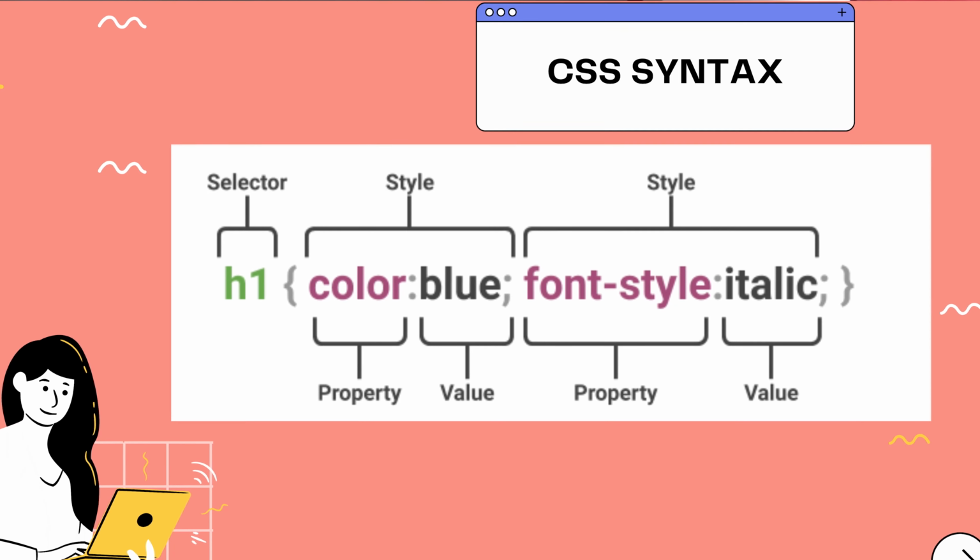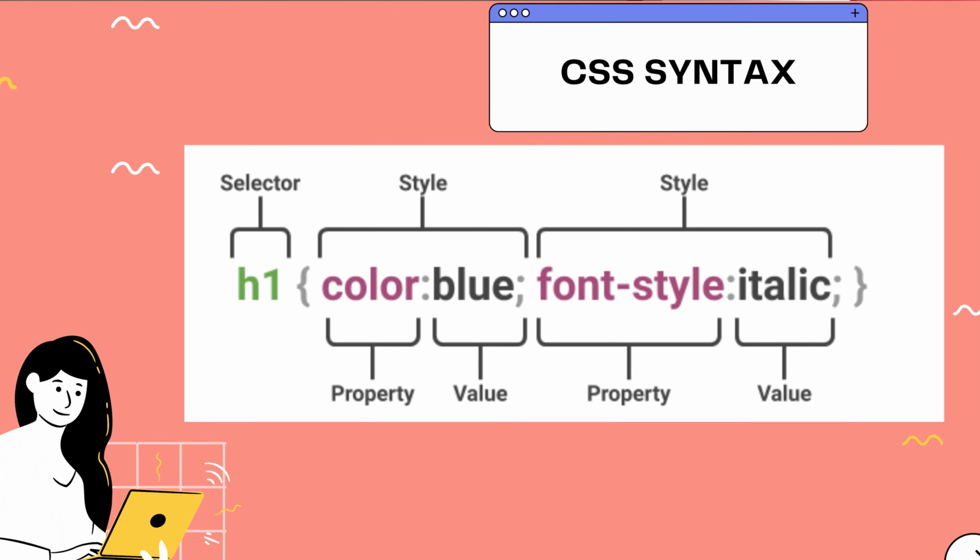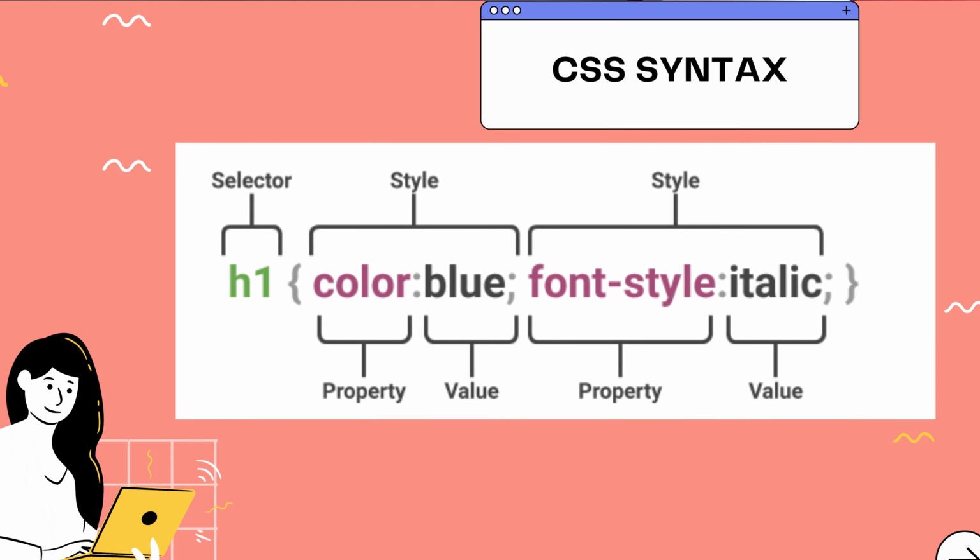property. So let's say we want to make this H1 blue colored, like the font is blue. So you just write color blue. And then you want the style of the font to be italic. So write font-style italic.